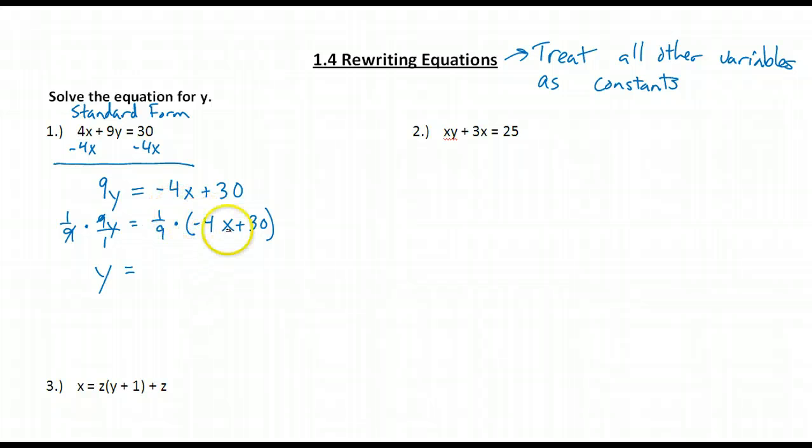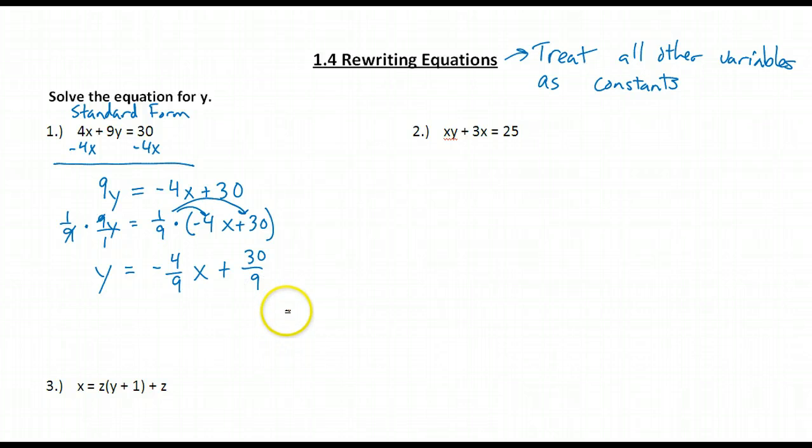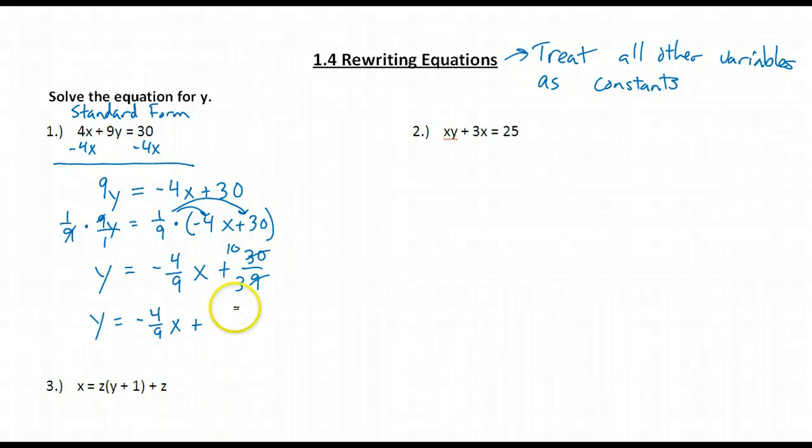And on the right side, in order to multiply this entire side by 1/9, I need to distribute. So I have 1/9 times negative 4x, which turns into negative 4/9 x, plus 30 over 9. Now, negative 4/9 x, I can't simplify. But 30 over 9, 30 is divisible by 3, and 9 is divisible by 3. 30 divided by 3 is 10. 9 divided by 3 is 3. So I'm left with y equals negative 4/9 x plus 10/3.